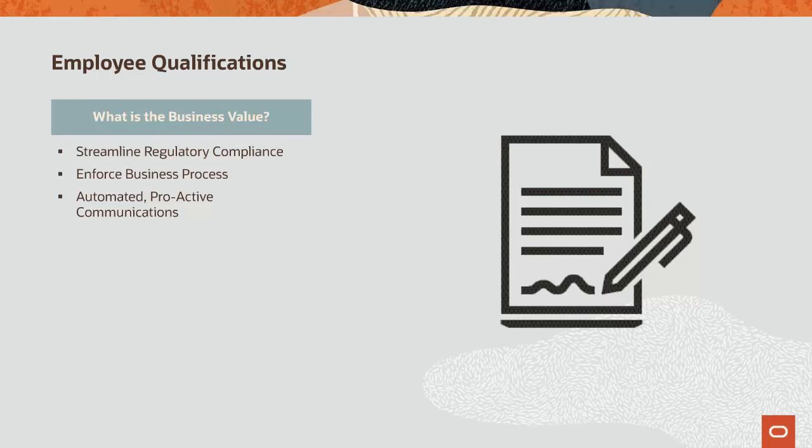The business value of the employee qualification enhancement work includes streamlining and automating regulatory compliance activities required to maintain the currency of those records within the system. Once a certification or qualification has been achieved by an employee, automated proactive communication ensures that the employee and the supervisor continues to maintain those qualifications and the validity of those qualifications over time.